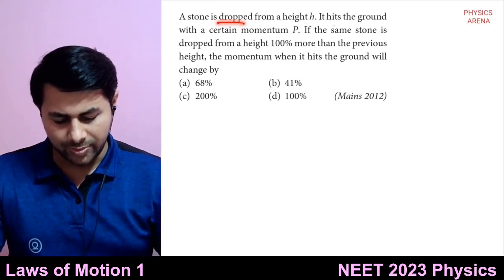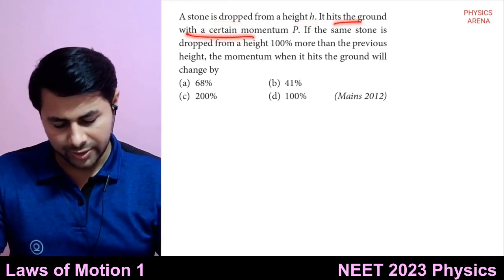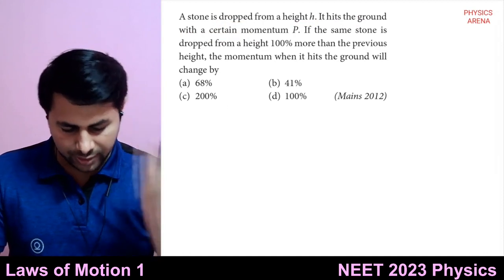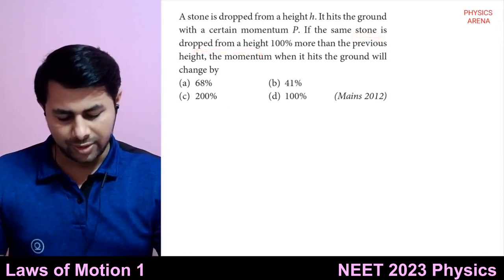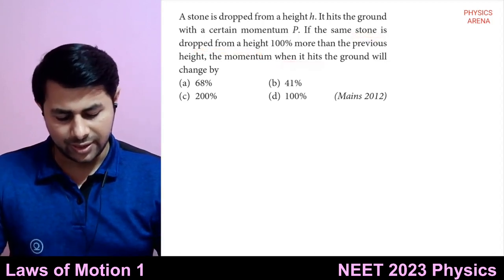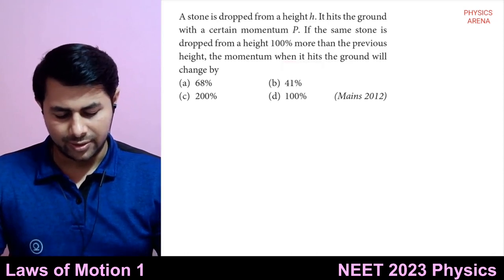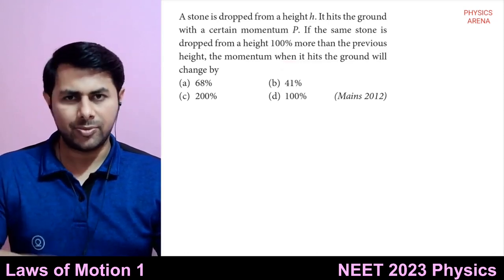A stone is dropped from height h. It hits the ground with a certain momentum p. If the same stone is dropped from height 100% more than the previous height, the momentum when it hits the ground will change by. Stone is dropped from some height. It hits the ground with momentum p.